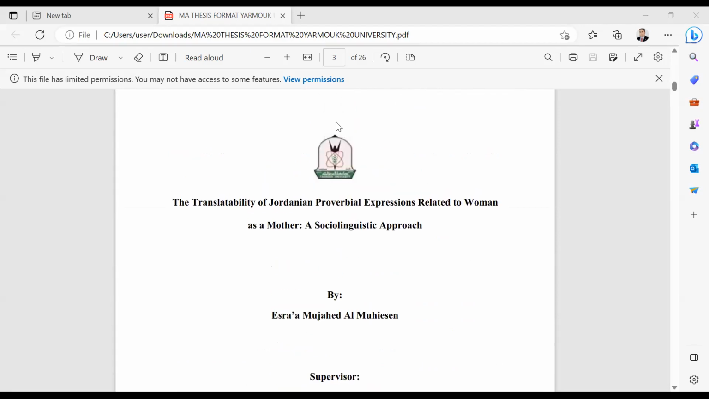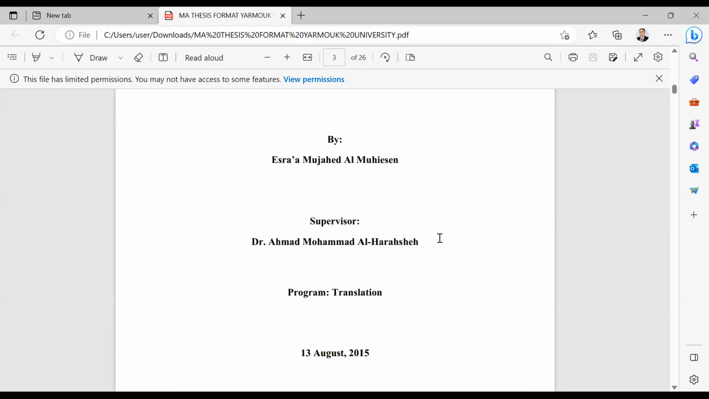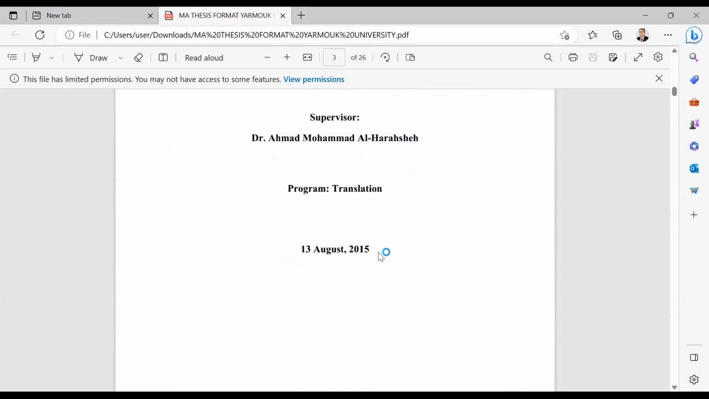You have to put the motto of the university here, then the title of your thesis, and by your name, then the supervisor of your thesis, Dr. X, Dr. Y, program, translation, and the date of the discussion. The date of the discussion or the date of the defense of your MA thesis.